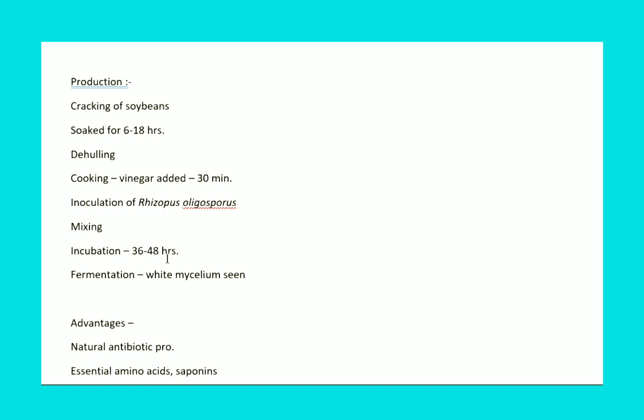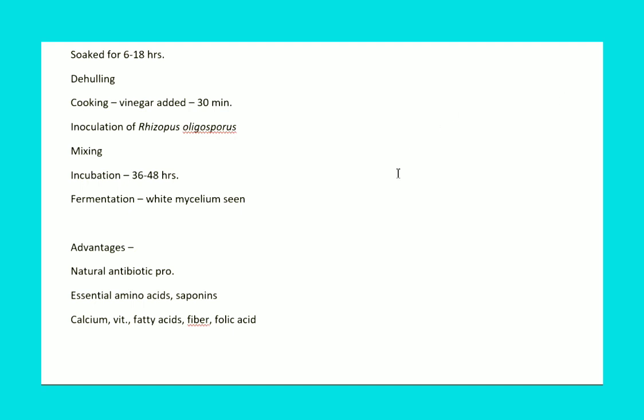How will we get to know that fermentation is completed? Whenever we see the formation of white mycelia, it means the fermentation is completed and we have manufactured the tempeh. So this was all about the production process of tempeh.